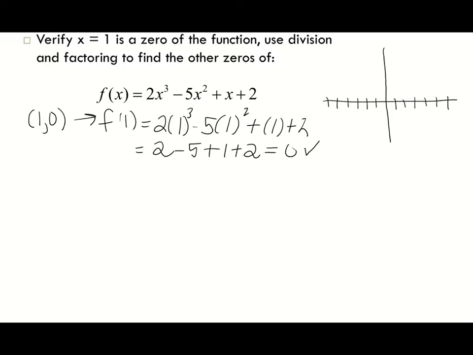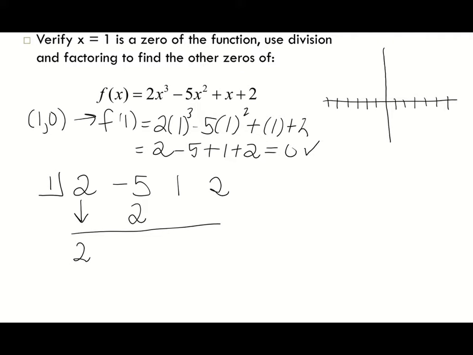So I'm going to use synthetic division. I have 1, and then my function is 2x cubed minus 5x squared plus x plus 2. So I'm going to use my coefficients to do synthetic division. So I have 2, negative 5, 1, and 2. I'm going to go ahead and bring down my 2. 1 times 2 is 2. Add them together, I get negative 3.